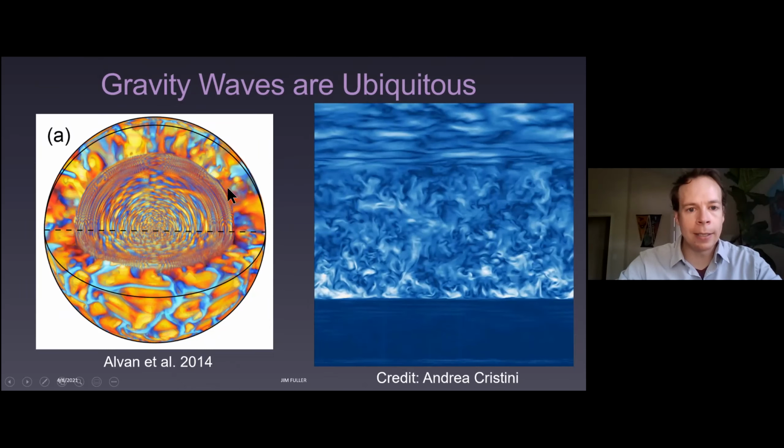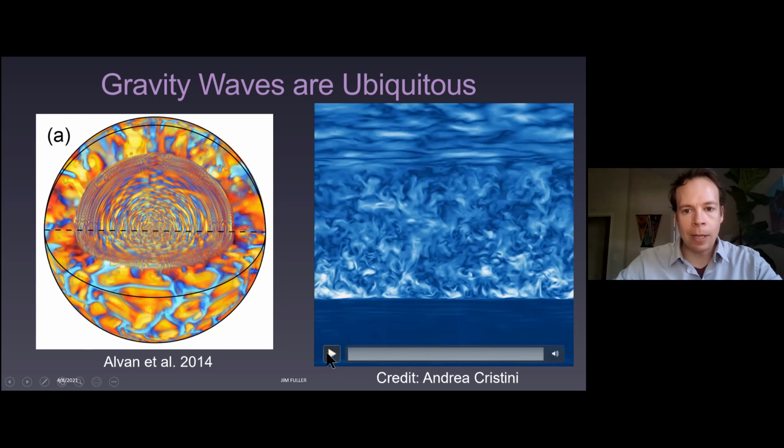So the sun has a convective envelope. This is a snapshot from a simulation by Lucy Alfan. You see the convection in the exterior of the sun, and interior to that, there's a radiative zone that has a stabilizing buoyancy force, and that allows gravity waves to propagate in that part of the star. And so that's what all this small length scale structure is. Those are gravity waves propagating in the interior.